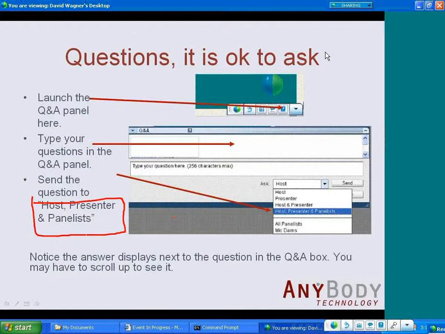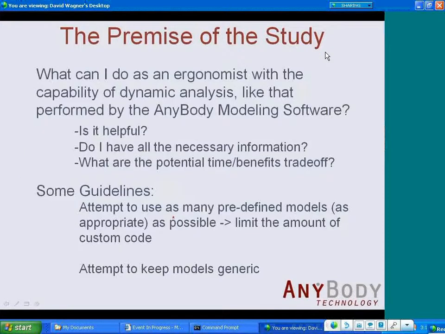So what is the premise of the study? I've introduced virtual human models, and what do I want to do now with this AnyBody software? Well, as an ergonomist, I traditionally use these virtual human models, and I would like to assess what I can do as an ergonomist with the capability of dynamic analysis, like that performed by the AnyBody modeling software. And I'd like to answer questions such as, is it helpful, and really, is it helpful with respect to the dynamic analysis over the static analysis?